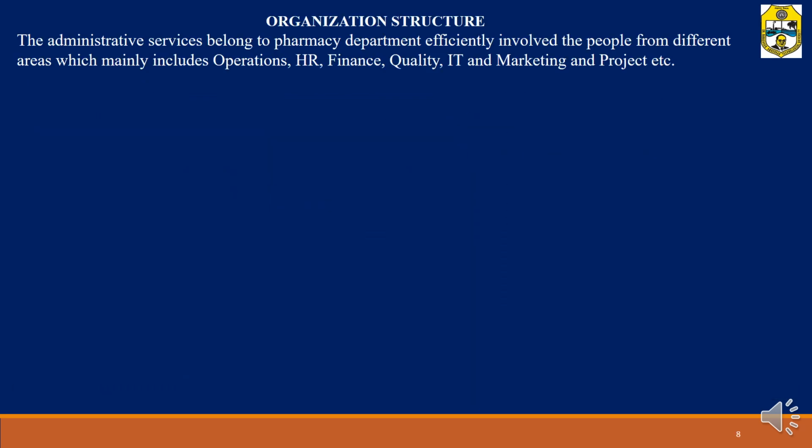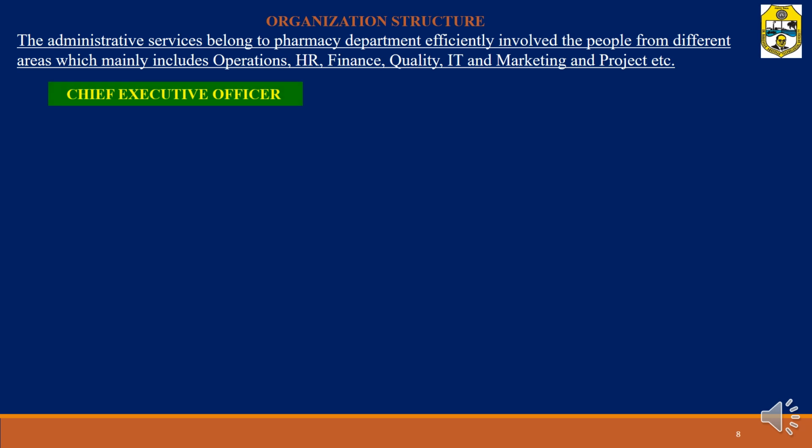Dear learner, now we enter the last part of our discussion in this lecture, which is the organization structure. The administrative services belonging to the pharmacy department involve people from different areas, which mainly include pharmacy operations, the human resources department, finance department, quality control department, information technology department, marketing department, and project department. So these are the different departments aligned to the hospital pharmacy.